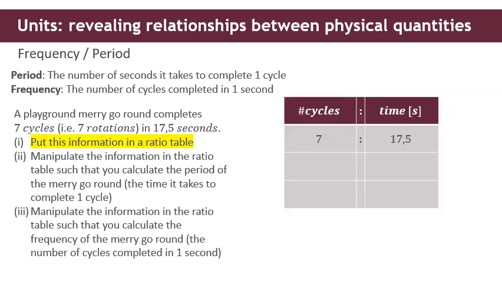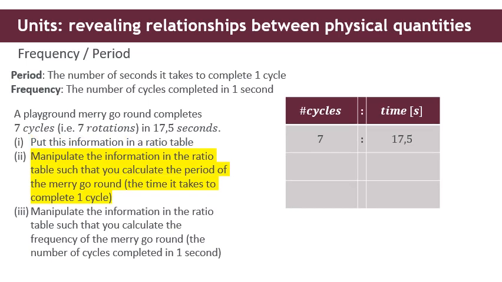First question, put this information in a ratio table. There it is, 7 cycles in 17.5 seconds. Remember, the important step was to identify the 2 physical quantities that we wanted to relate. In this case, it was the number of cycles and the time in seconds.